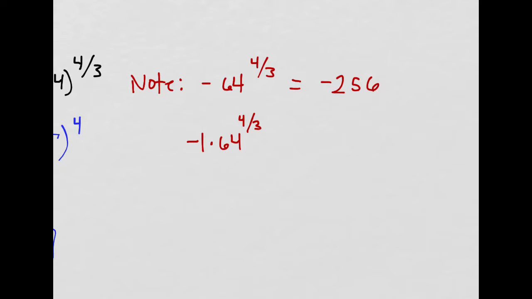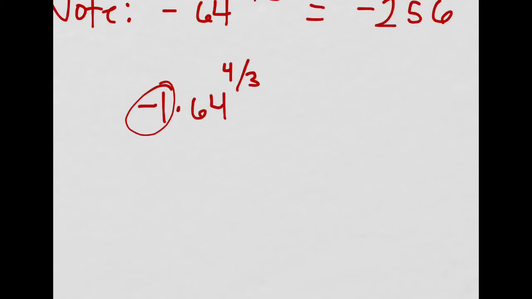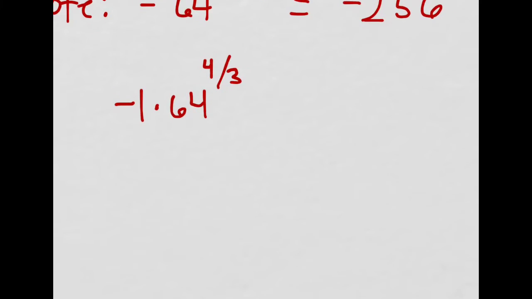You can write it either way, except for if we're paying attention to the order of operations, exponents come before multiplication. So I have to deal with this exponent, which is only with the 64, and then afterwards multiply it by negative 1. So if we deal with that, we actually get 256.